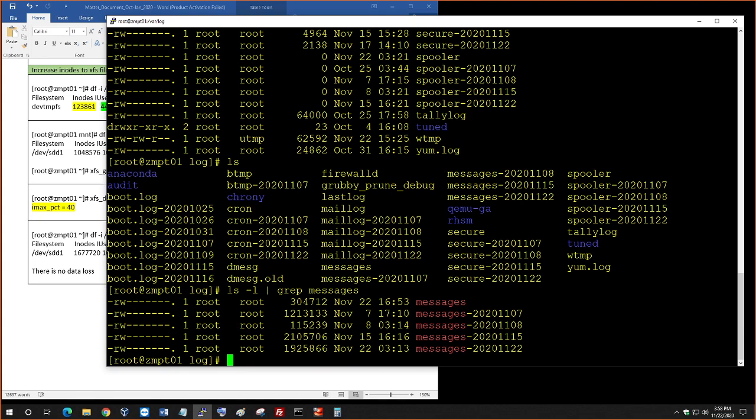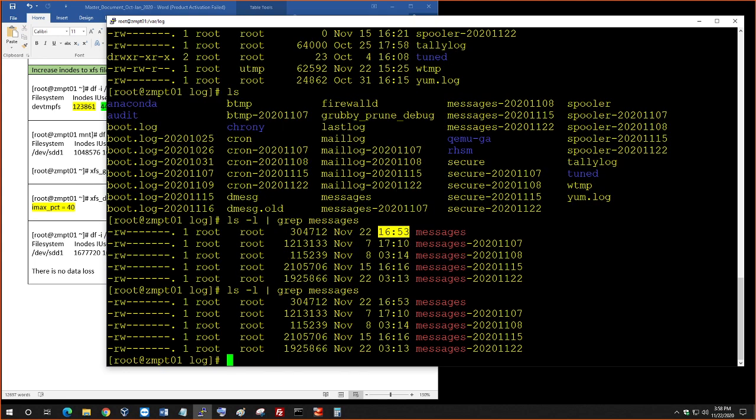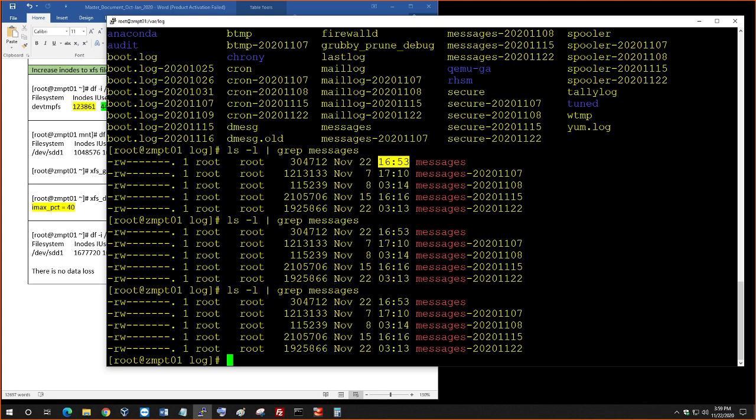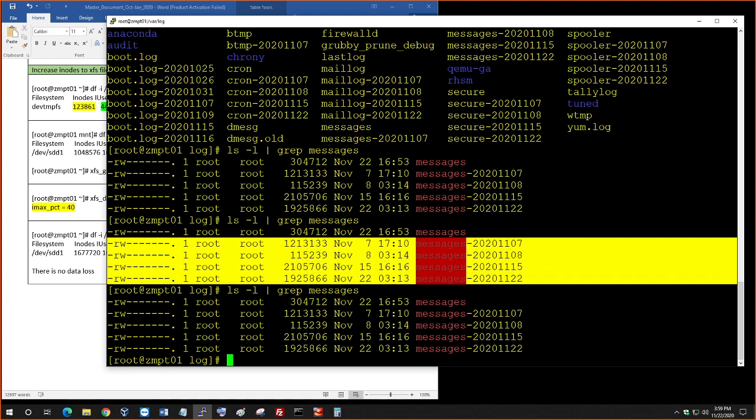So this one, look at this one here, 1653. So it logged a message at 1653, right? Every 5 minutes I think it's writing it. And every 7 days it's rotating the logs. That means it's archiving the logs here. These are the old logs.